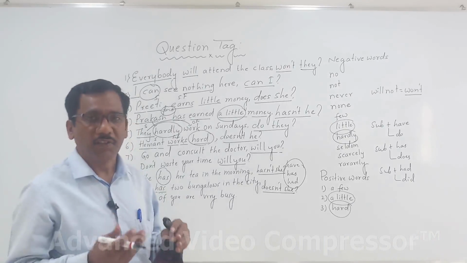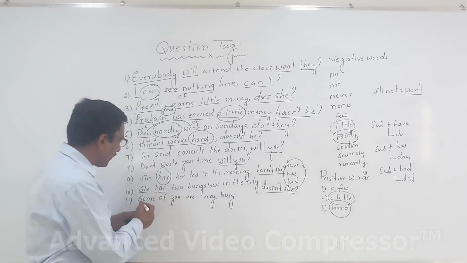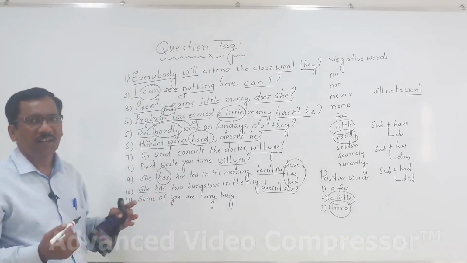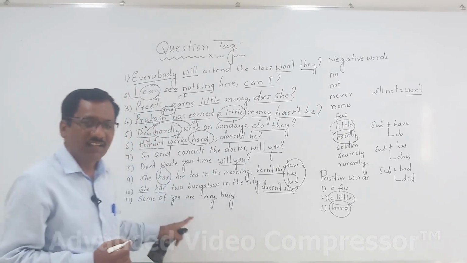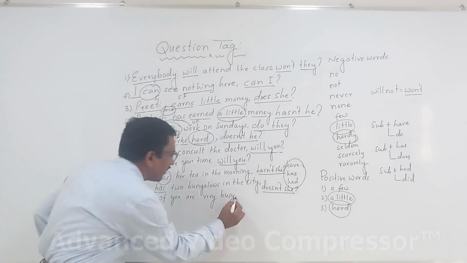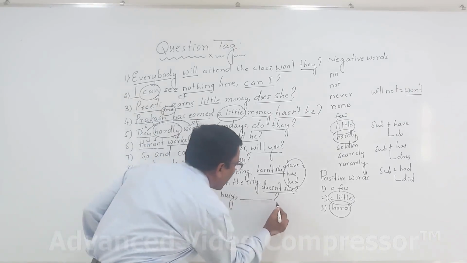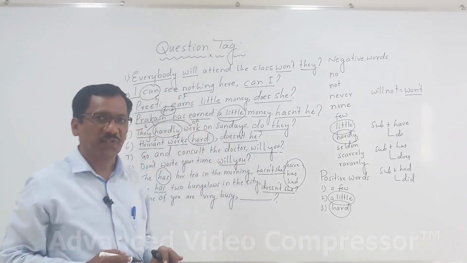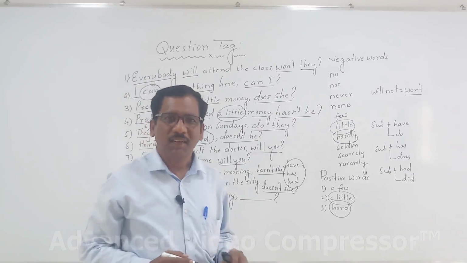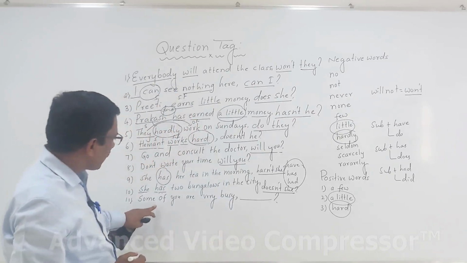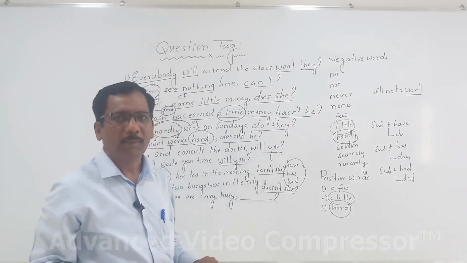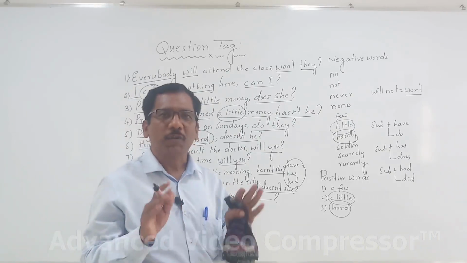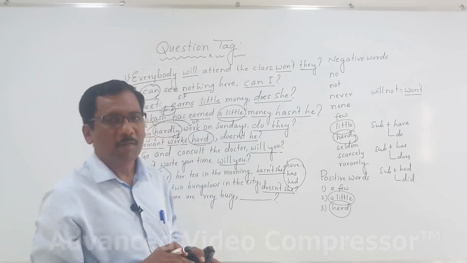Now the last sentence, some of you are very busy. This is the statement. You add a suitable question tag and put the answer in comment box. Once again I would like to repeat. Some of you are very busy. You add a suitable question tag and please put the answer in comment box.